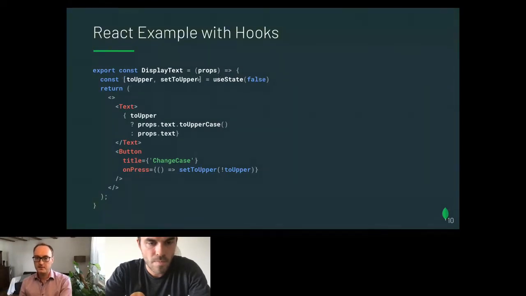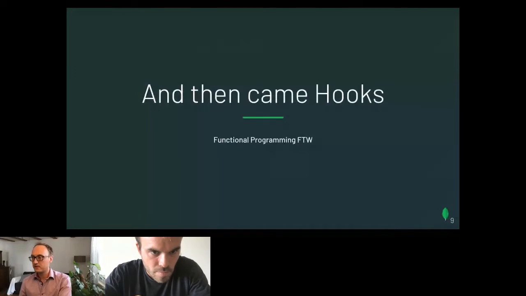Your state is actually being handled by a function, and this function is called useState. Basically, you initialize it with some state, and you get back that state and a function to set that state with. So in this case, I can look at that toUpper Boolean here and call this function to change that state. I'm going to go back real quick. That's how it was looking before, and that's how it is now.